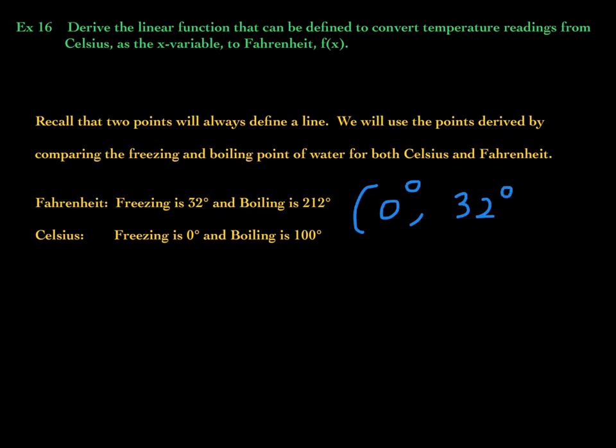Did you catch what I just did there? Here, this is your x value and your y value. How do I know that? This is x, because Celsius is x, and Fahrenheit is f of x, or y. So this is your x coordinate for freezing. This is your y coordinate for freezing. The problem tells us that Celsius represents x, Fahrenheit represents y, or f of x.